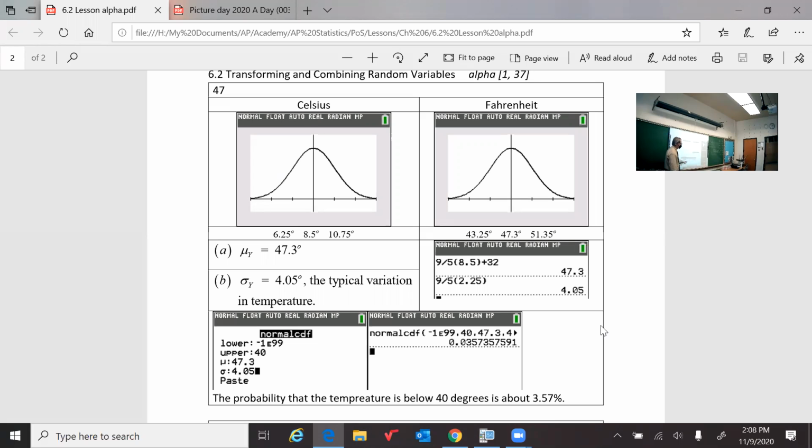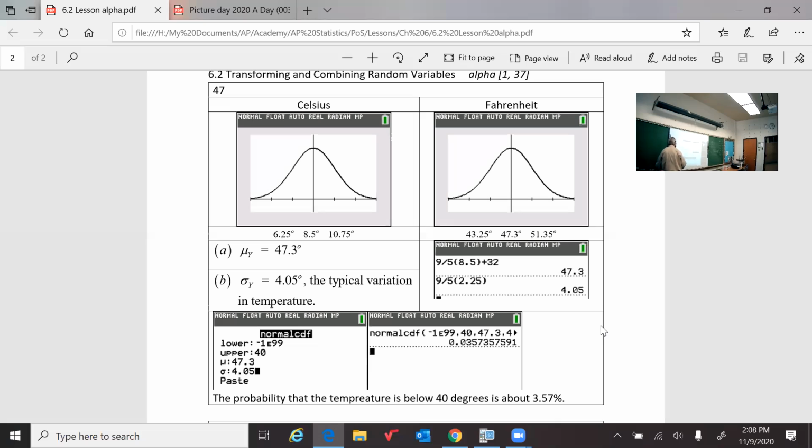Well, what is this 4.05? This is the typical variation in temperature. Okay? So next, we go back to what we were asked to do before. What's the probability that temperature is below 40 Fahrenheit?